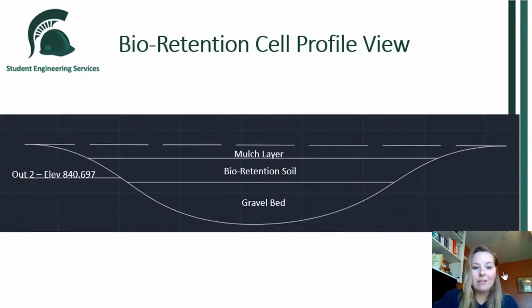Here is the profile view of the bioretention cell. As you can see, there are multiple layers to the bioretention cell. The top soil, we have a mulch layer, and then we have the bioretention soil, then we have the gravel bed. As you can see, the outlet is located within the bioretention soil. There will also be an overflow pipe as well that will come out of the top of this.